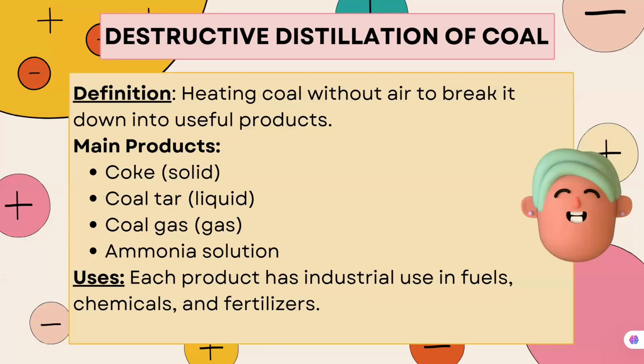Let's look at an industrial process titled destructive distillation of coal. This process is the heating of coal in the absence of air. To break it down.